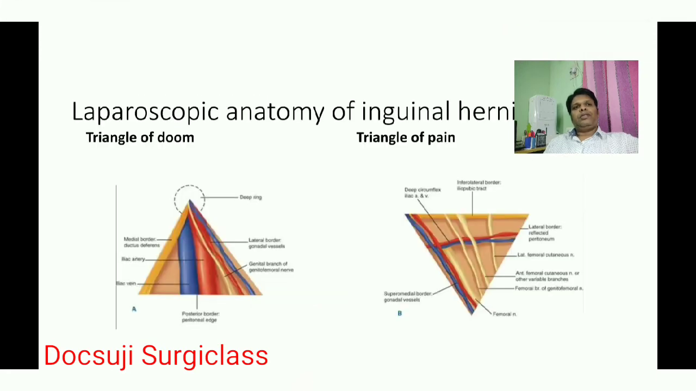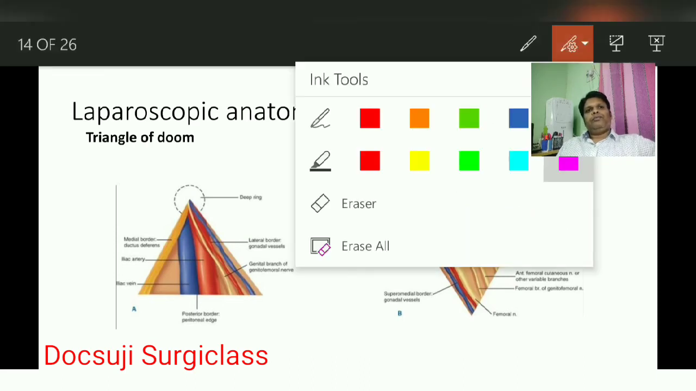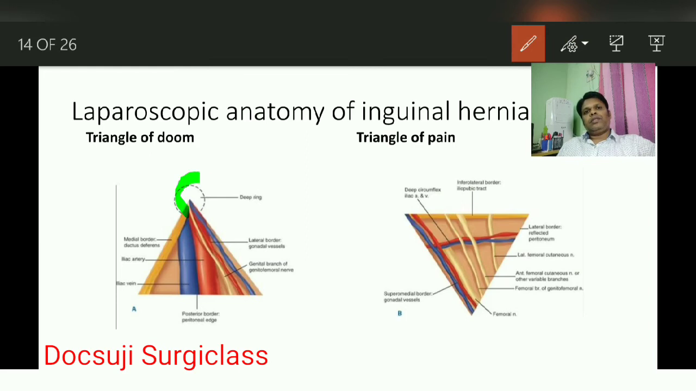So next triangle. This triangle is also very important. Two triangles are there. One is called the triangle of doom. Another one is the triangle of pain. Both of them you will get in the laparoscopic anatomy of inguinal hernia while doing laparoscopic surgery for inguinal hernia. Number one, it's called the triangle of doom. Okay, I will tell the boundaries. This is the deep inguinal ring, the medial border is the vas deferens, laterally the gonadal vessels, and below the reflected portion of the peritoneum.